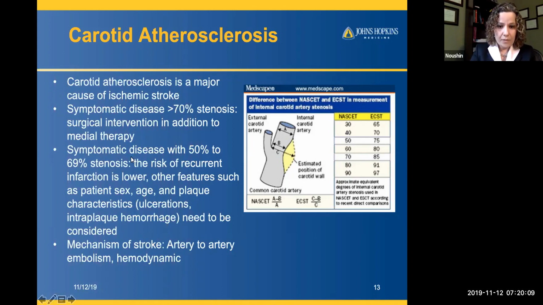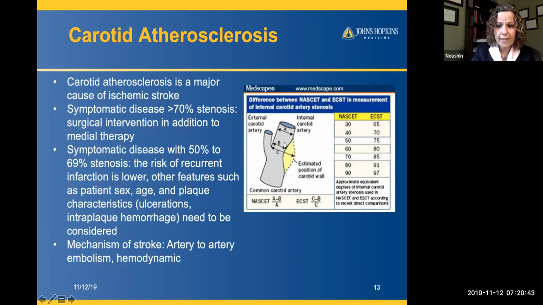If the patient is symptomatic with less stenosis, kind of moderate, 50 to 69% stenosis, the risk of recurrent infarction is lower. So the surgeons decide if they want to do endarterectomy based on other factors, patient demographics, and also what they want to know is plaque characteristics. So that's what our imaging is going to help with. Is there ulceration? Is there intraplaque hemorrhage? Are there signs that will tell them this plaque may be unstable and cause more infarcts?